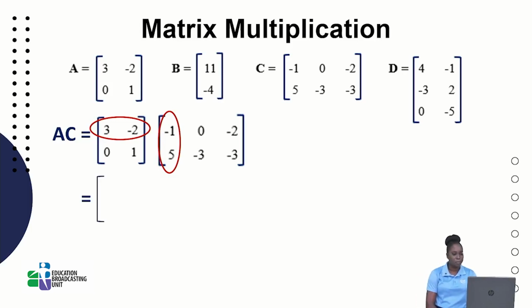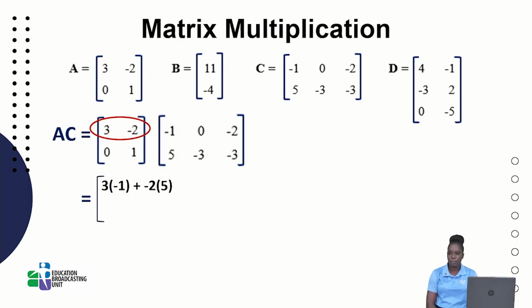Row 1, column 1 would be 3 times negative 1 plus negative 2 times 5. So the first number in the row is multiplied to the first number in the column and added to the multiplication of the second number in the row by the second number in the column. So again, that would be 3 times negative 1 plus negative 2 times 5. And we'll follow this pattern for each row and each column.